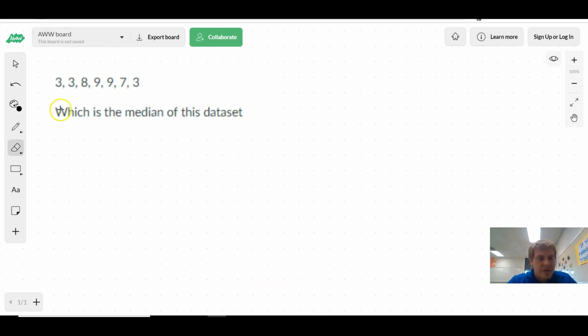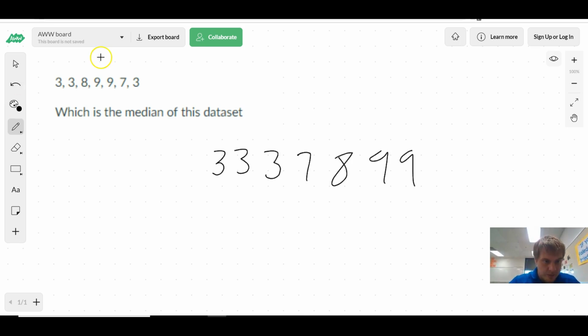Okay, so we need to find the median for this data set. To find the median first for a data set, what you want to do is put the numbers in order. So this would be 3, 3, 3, 8, 7, 8, 9, 9. Let's make sure I did this right.